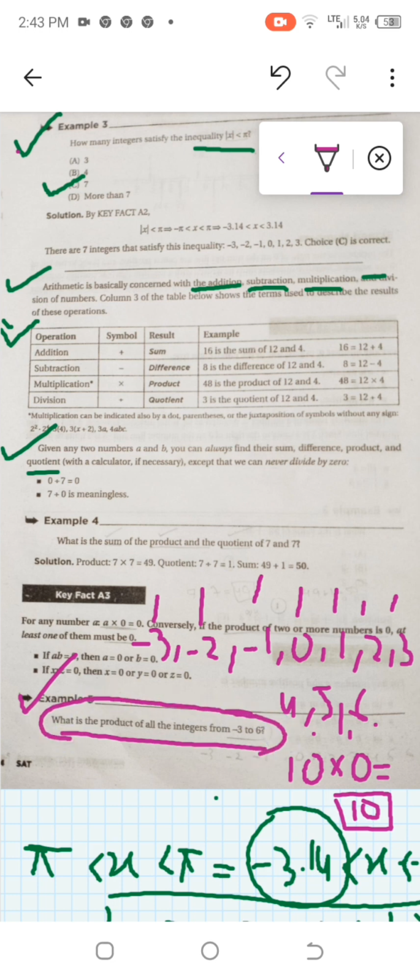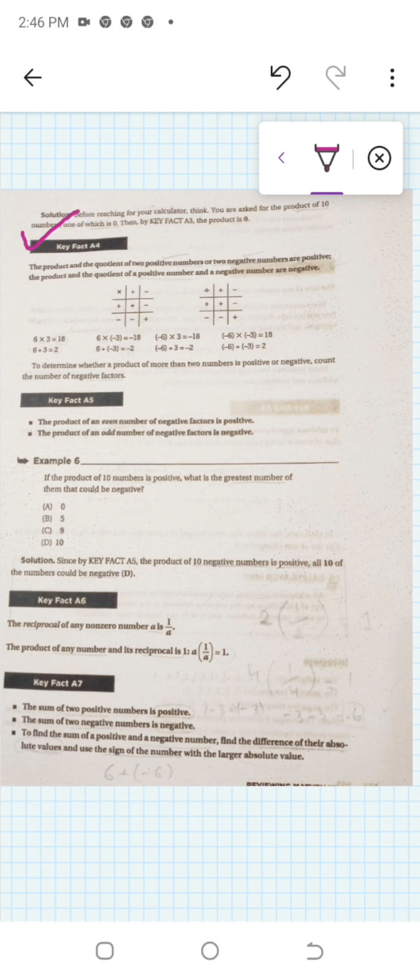Now here moving towards another page with key fact number 4. Here we have key fact number 4, in which they are saying the product and quotient of two positive numbers or two negative numbers are always positive. Whenever you take the product or quotient of two positive numbers, or the product or quotient of two negative numbers, what answer will you get? It will always be positive.